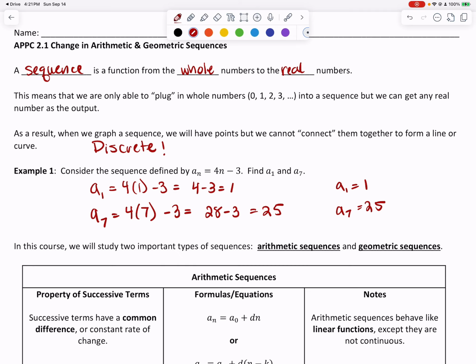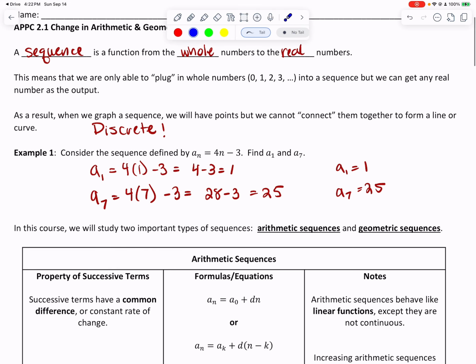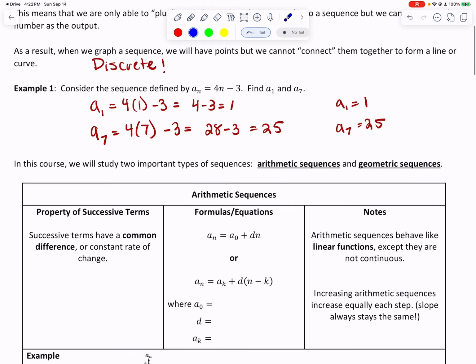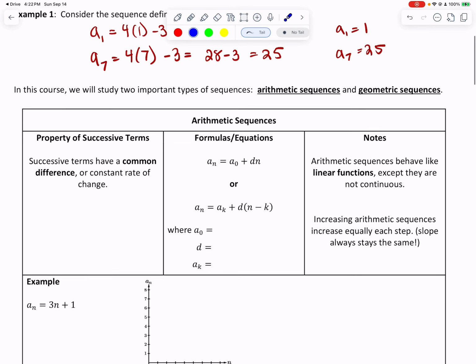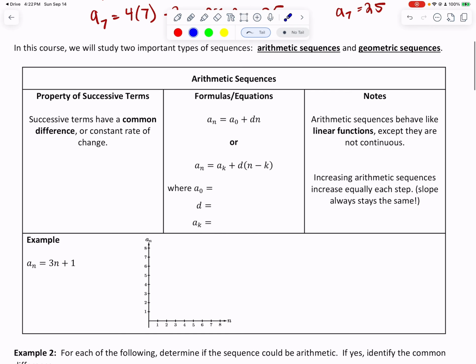Now, this looks a whole lot like a linear function, right? It works very similarly. It does have constant increase between consecutive values of 4, and it starts with -3 first. Remember, those outputs can be anything, so the outputs could be negative, the inputs will not be. So in this course, we're focused on 2 types of sequences, arithmetic and geometric. That was an example of an arithmetic sequence, and we'll focus on these first.